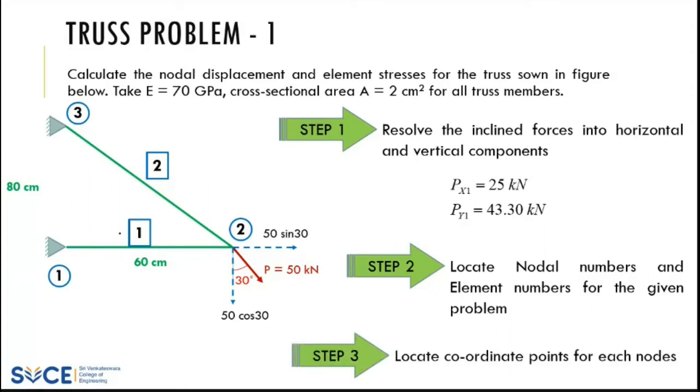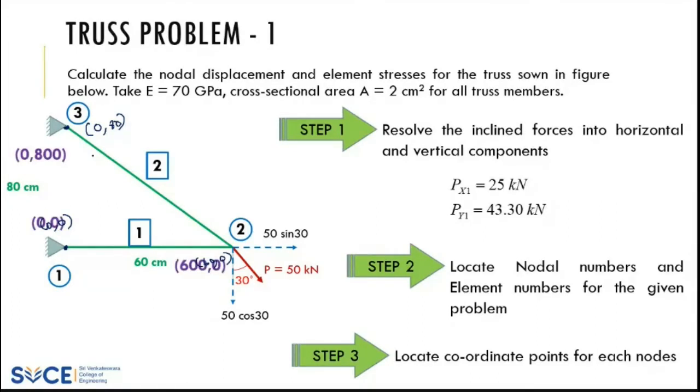Next, identify the coordinate points. What are the coordinate points for each nodal point? If I consider the first point, let me consider this is 0, 0. In that case, this point will be 60, 0. And what about this point? This point is 0, 80. Right? So identify what the global points are. That is the next step.